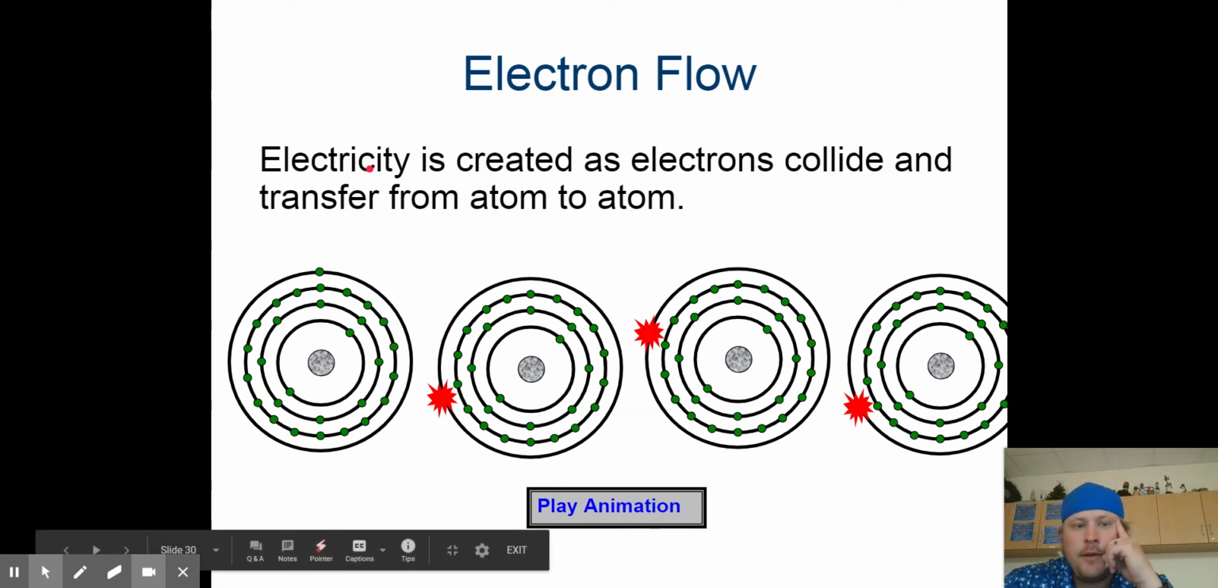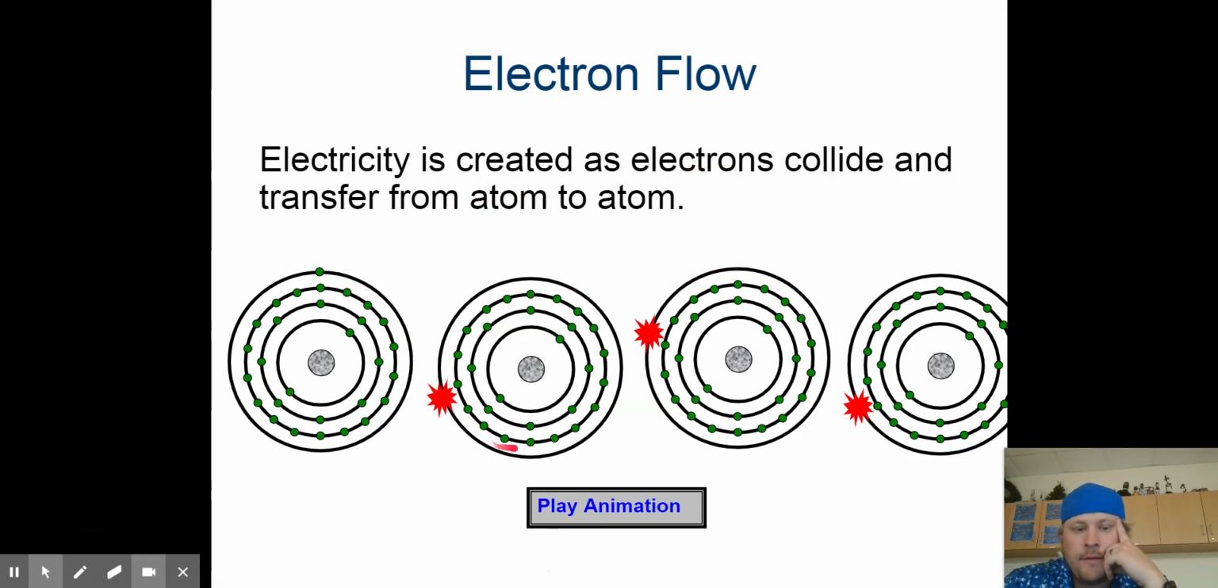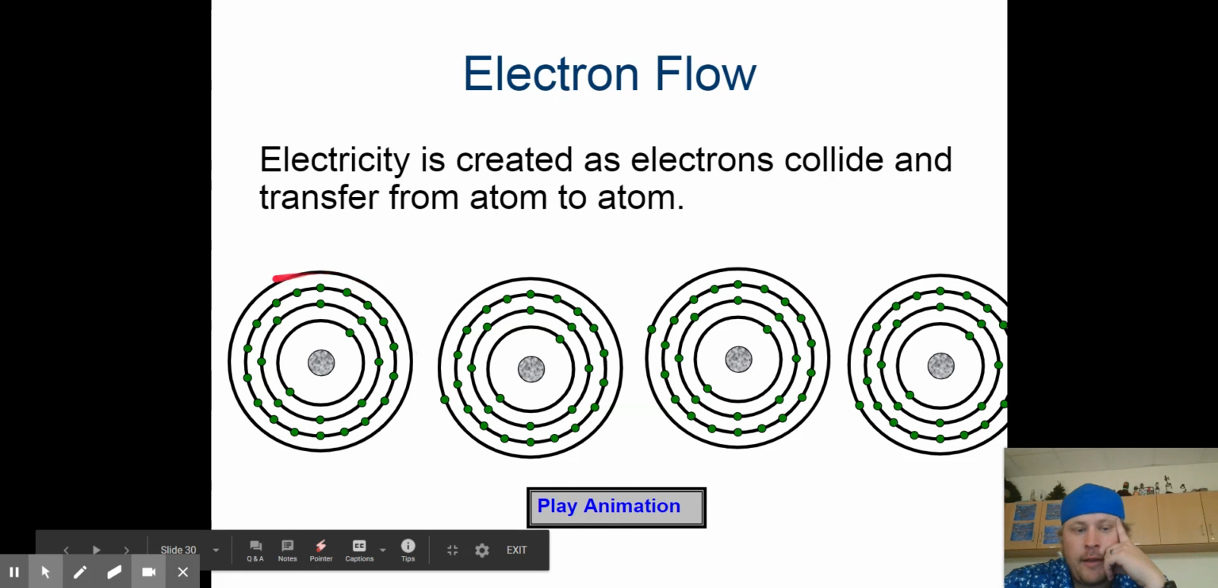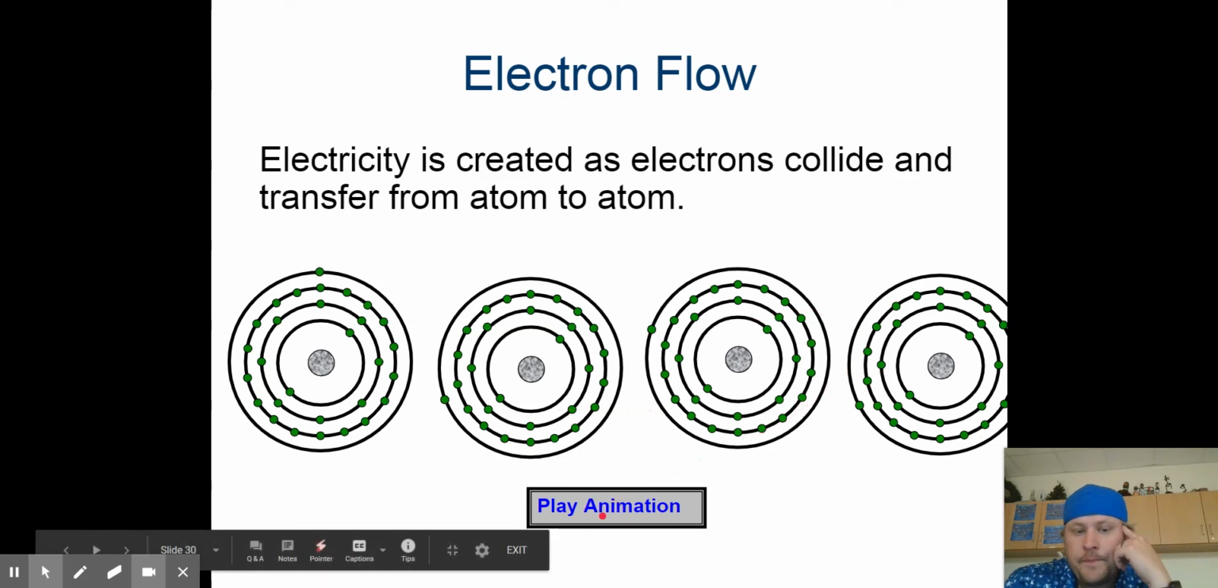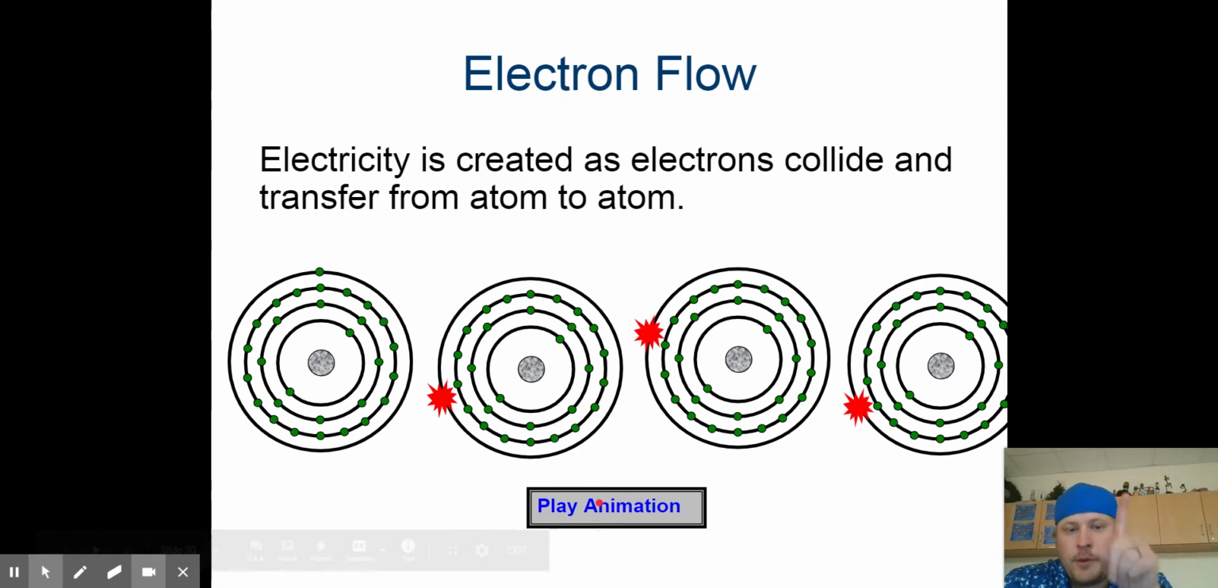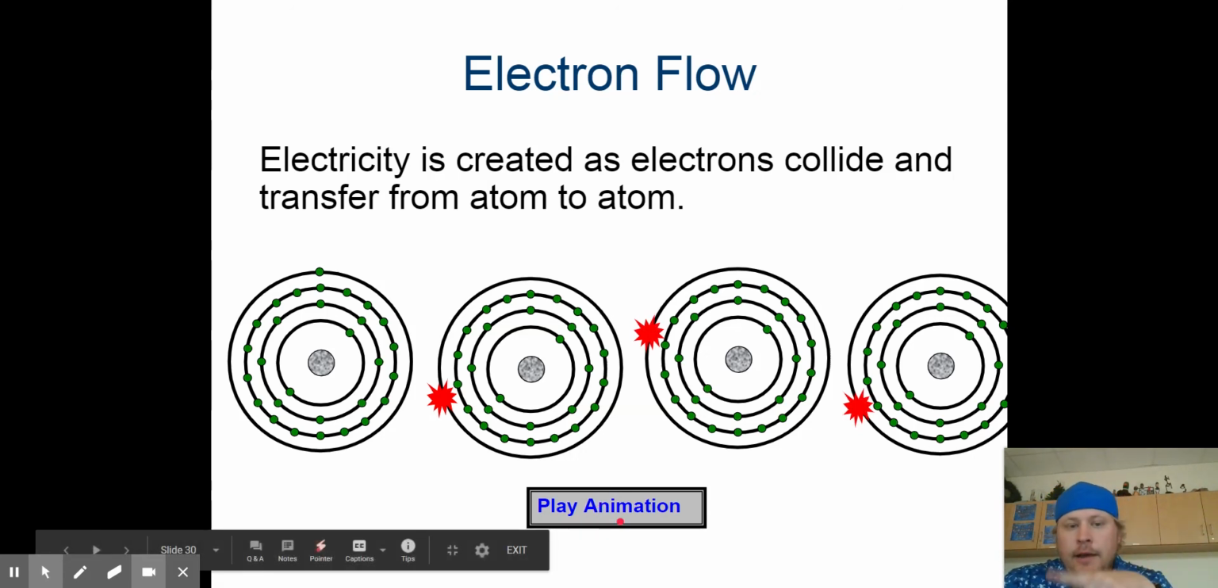So electron flow is created as electrons collide and transfer from atom to atom. Every time this moves, we are left with 0 electrons in the outer level, the valence level, which is what we want. Remember, either 0 or completely full. It has a loose hold, so this one can move, this one can move, this one can move. And this is allowing electricity to go through each atom, which in copper, a conductor, allows electricity to flow.